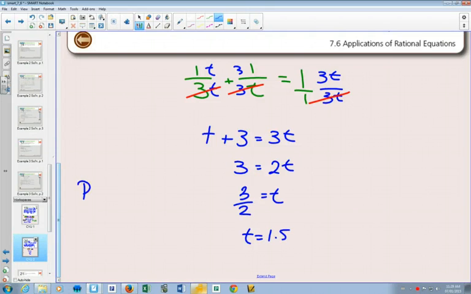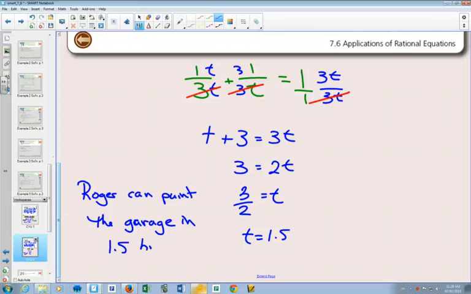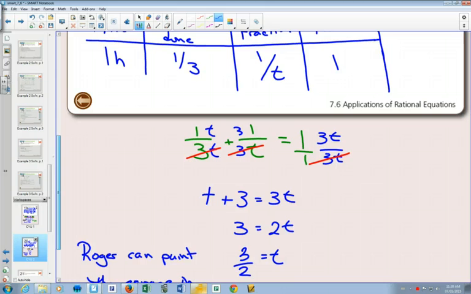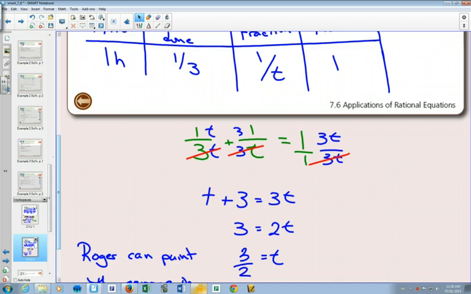So what does that mean? Is it a garage? Yeah. So Roger can paint the whole garage in 1.5 hours by himself. In fact, he works twice as fast as Marissa.